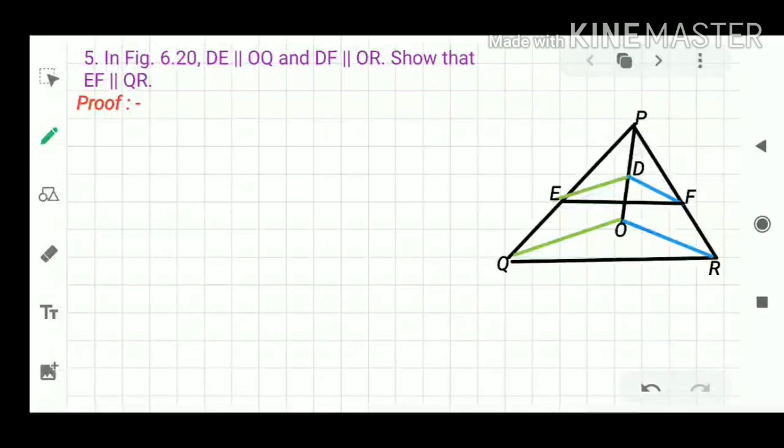Question number 5. In the given figure, DE is parallel to OQ and DF is parallel to OR. So that EF is parallel to QR. So you have to write DE parallel OQ and DF parallel OR. And also you have to write to prove EF parallel QR. Now we are going to prove this.